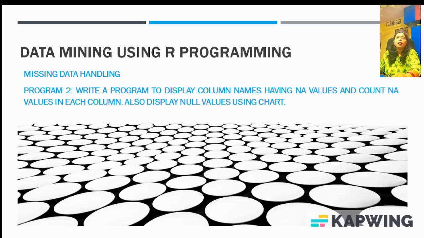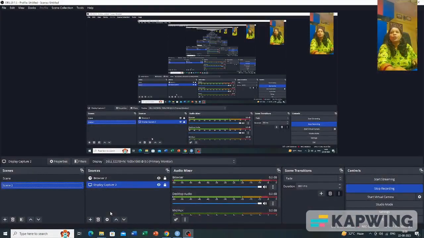Hello all. In today's video, I am going to write a program in RStudio to display column names having null values and count null values in each column. Also display the null values using a chart and display them visually. Now let's begin to write the code in RStudio.